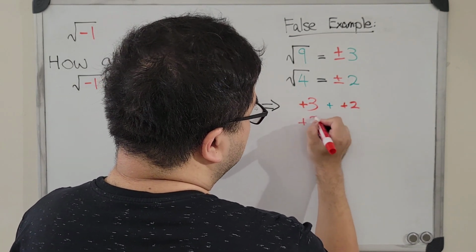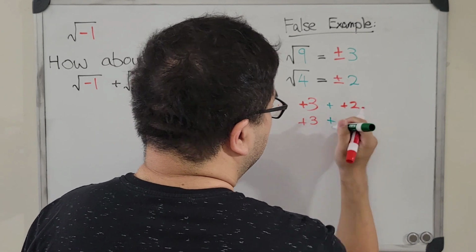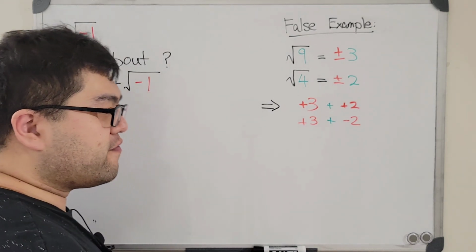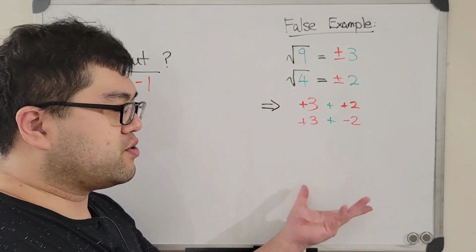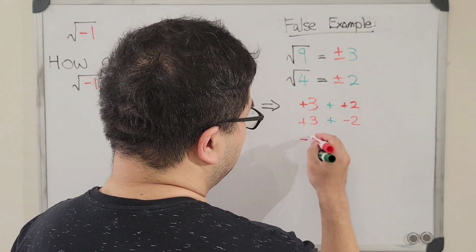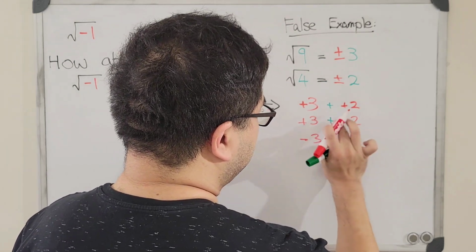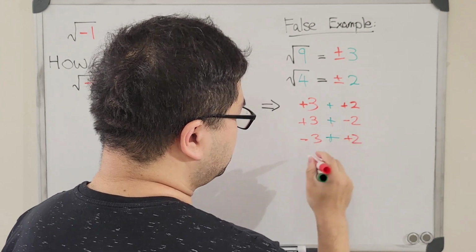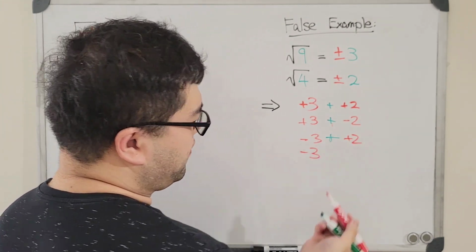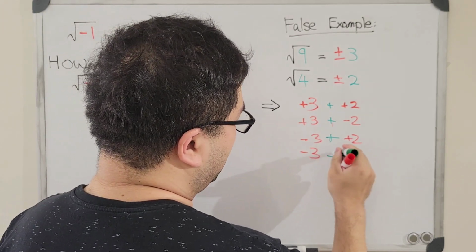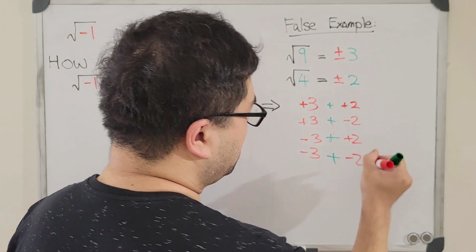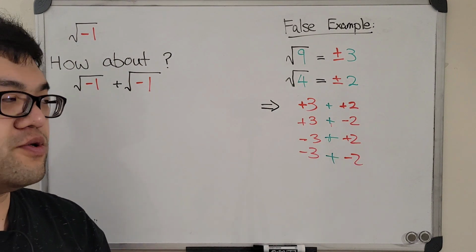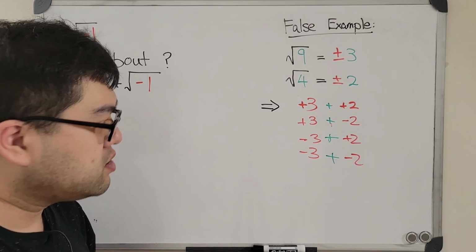And then we can have positive 3 plus negative 2, as we change the second result, which will yield a different result. Similarly, we can have negative 3 plus positive 2. And last but not least, we can have negative 3 plus negative 2. Things like that, which will end up with 4 different results as they want.